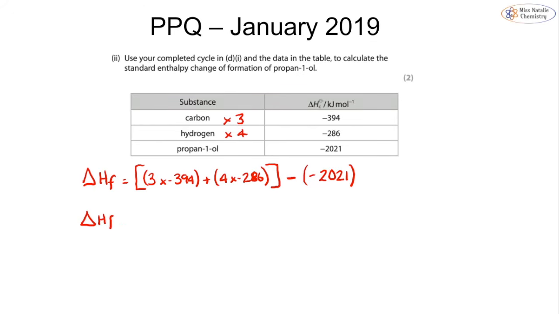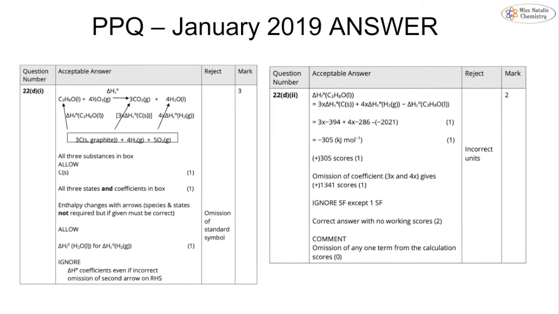I plug all of that into my calculator and I get an answer of minus 305 kilojoules per mole. Now this is a particularly tough question because it kind of throws on its head what we've been looking at. But if you can do a question like that, you can do any question. And you can see that we have our Hess cycle and our mark scheme, and we get an answer of minus 305 as we worked out.